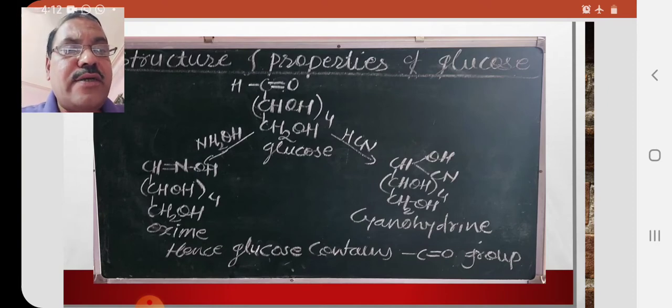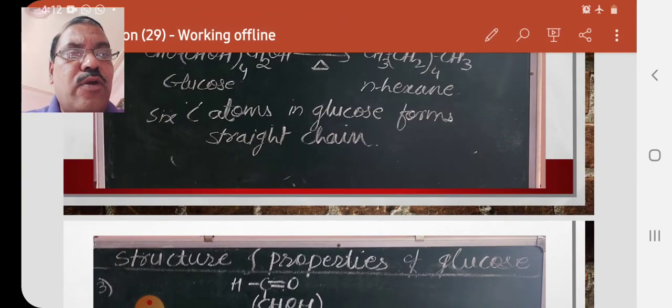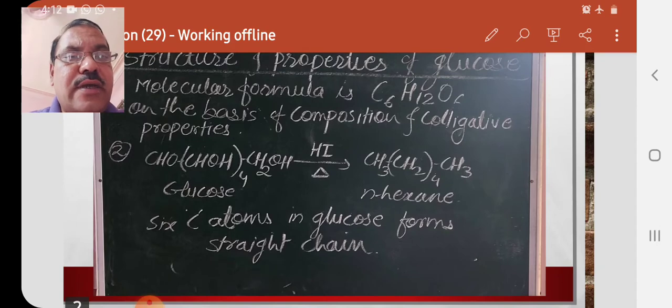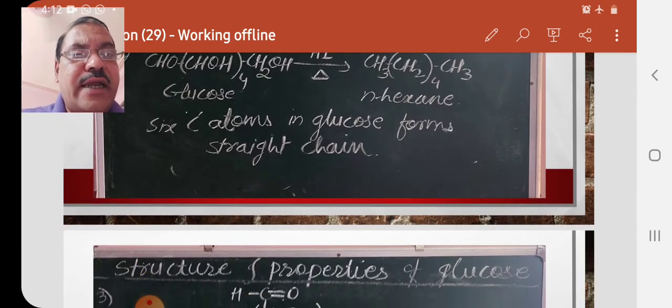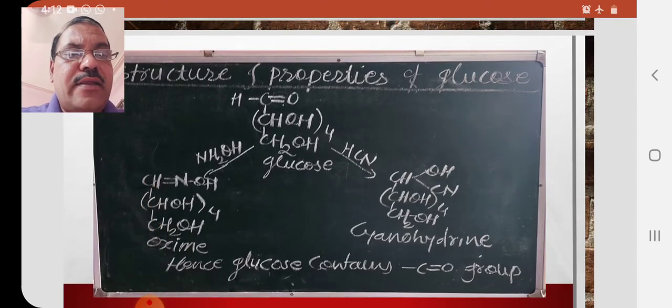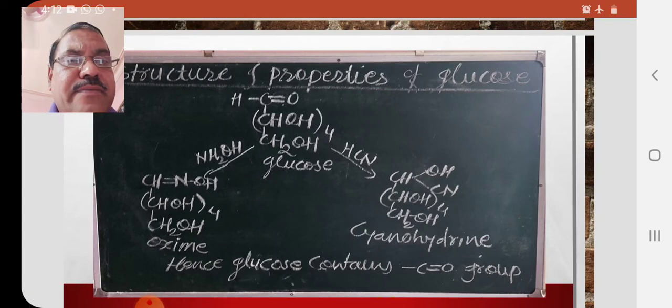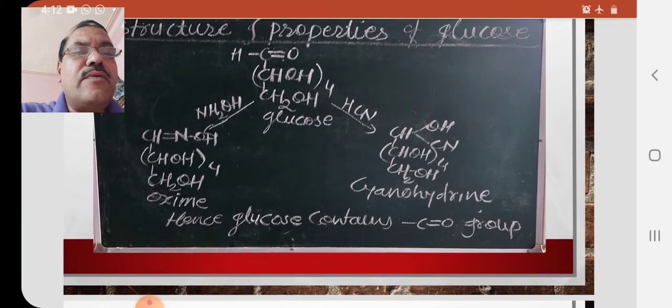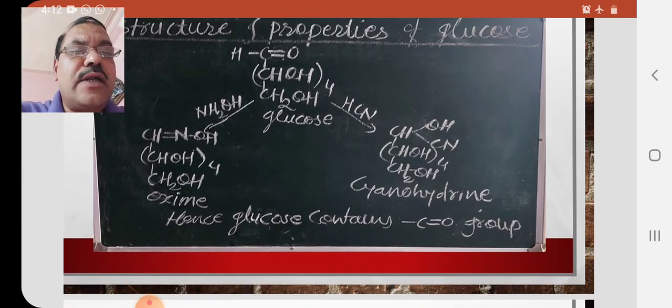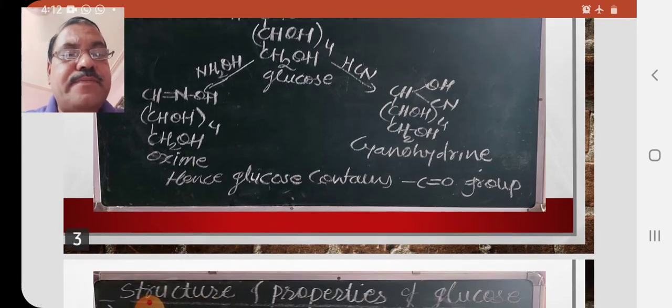In the first reaction we have seen the molecular formula of glucose is C6H12O6. In the second reaction we have seen there are 6 carbon atoms arranged in the straight chain form. In the third reaction we can see that glucose contains one carbonyl group, that is C=O group.